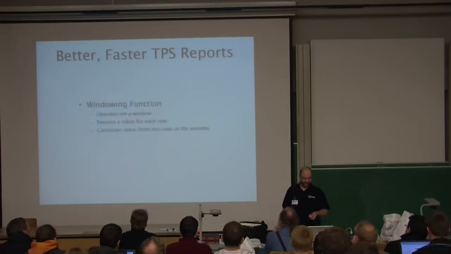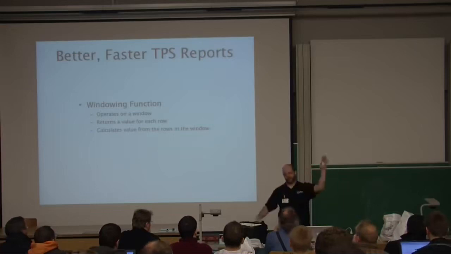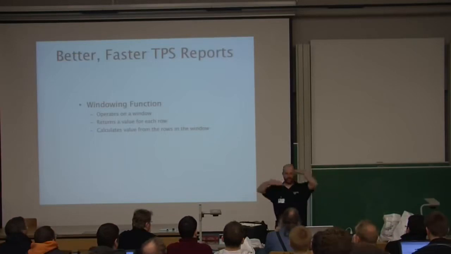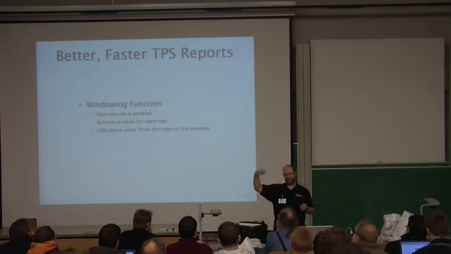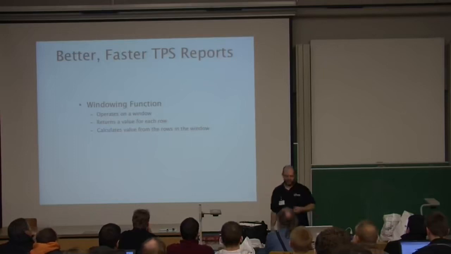So windowing functions operate on a window, and a window is in general a subset of a query, or of a result set. It may not be a proper subset, so it may contain the entire result set, but it's some chunk of a result set which you've carved off. It returns a value for each row in the window, and then it calculates the value from the rows inside the window.